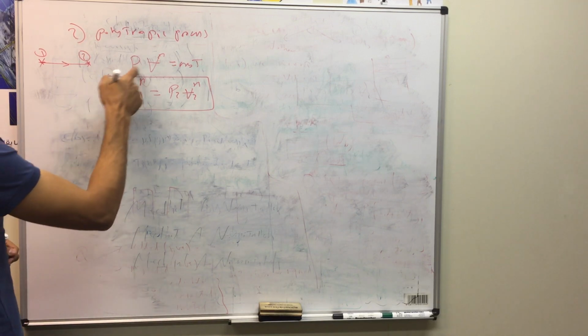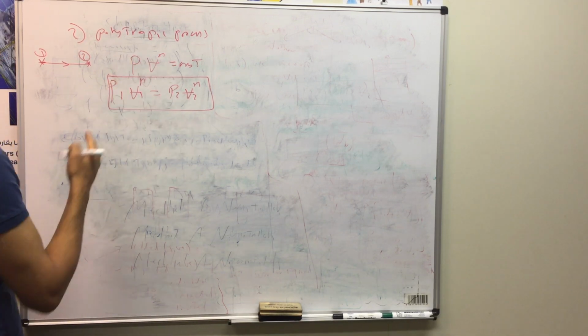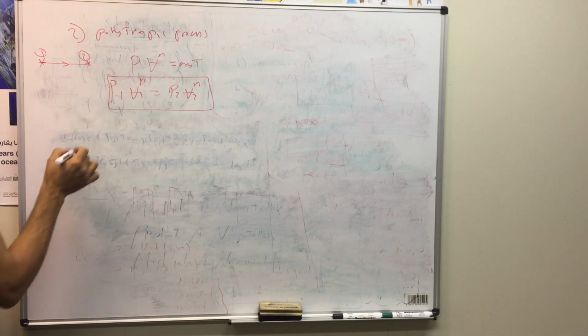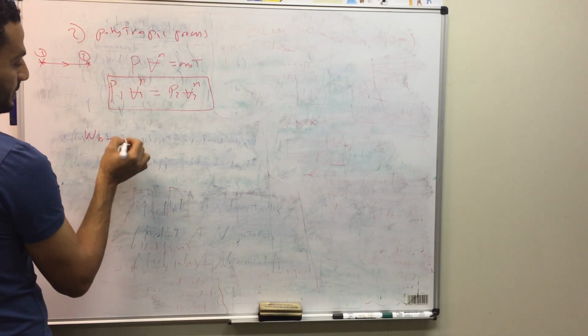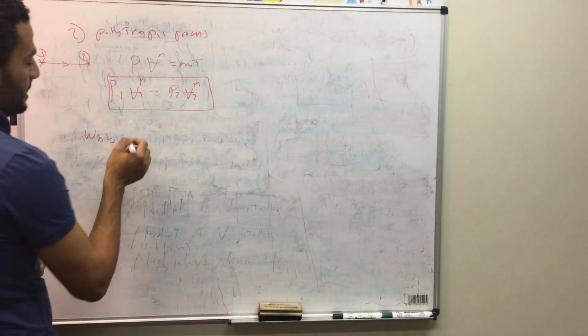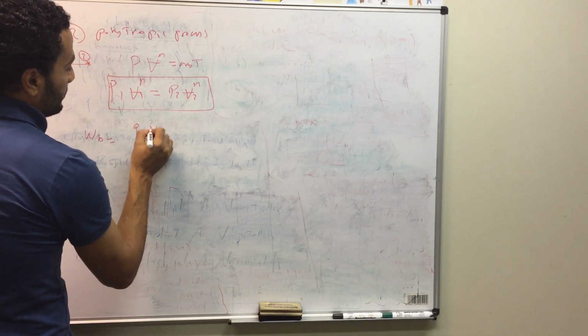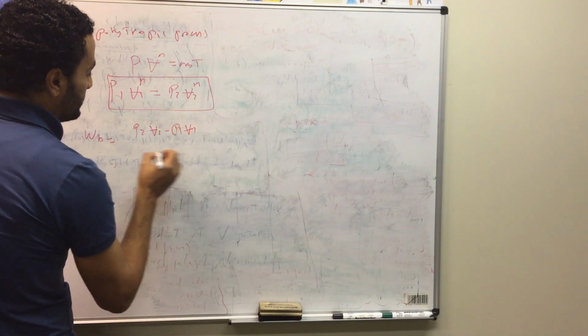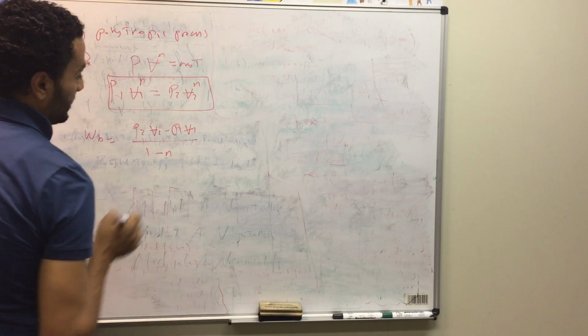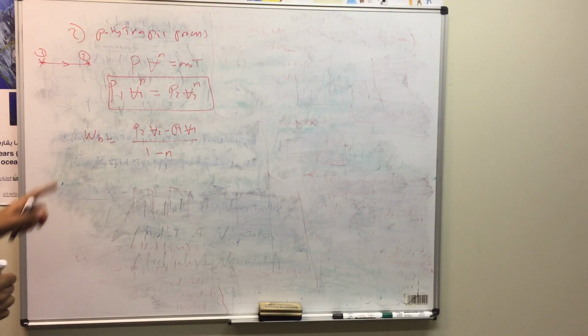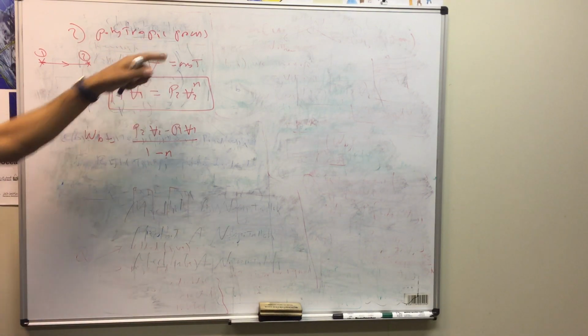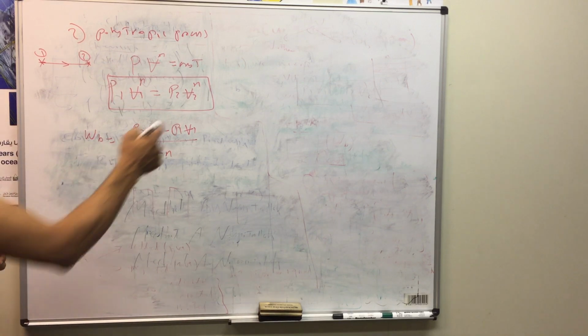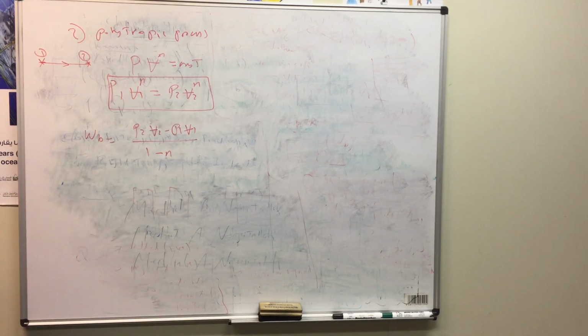In this case, we do have PV to the power n is constant. We can take the pressure as a function of volume, and we can do the integration: boundary work equals the integration of P dV. So at the end, you can get P2 V2 minus P1 V1 divided by 1 minus n. This is the value of the boundary work in case we do have a polytropic process. This n is called the polytropic index.